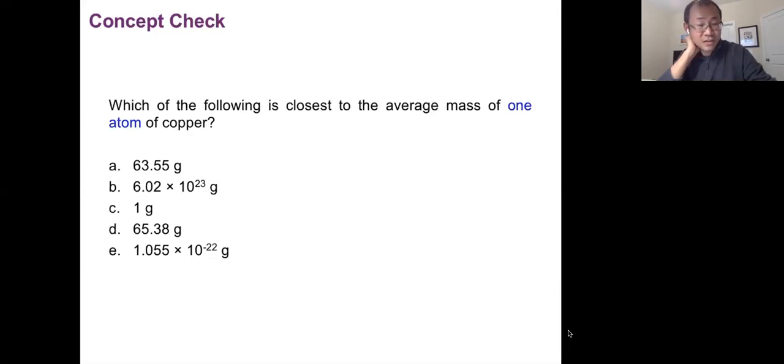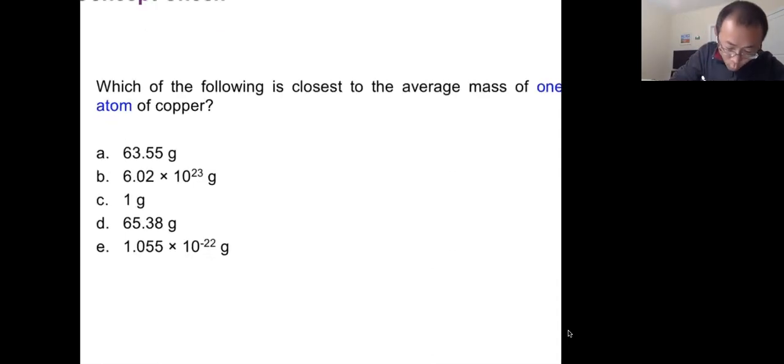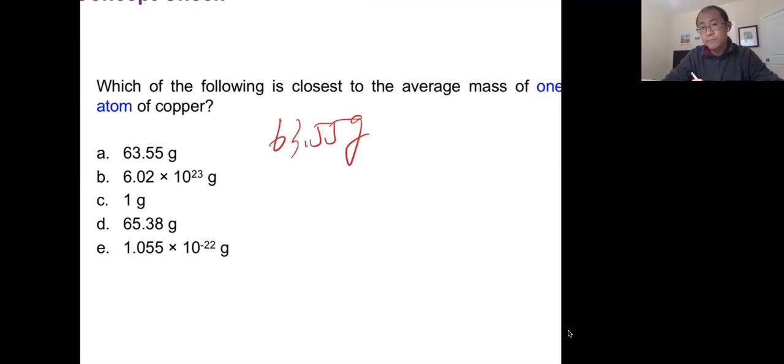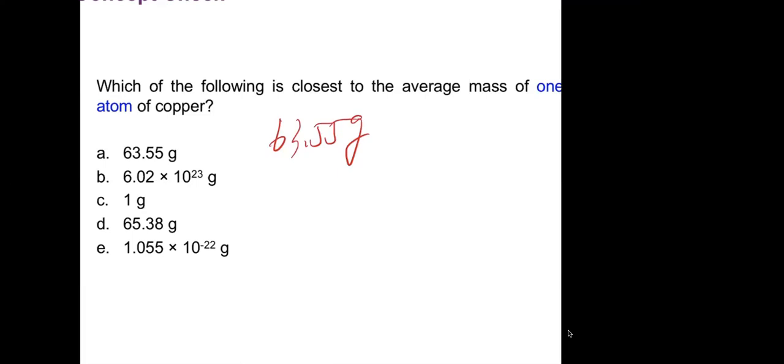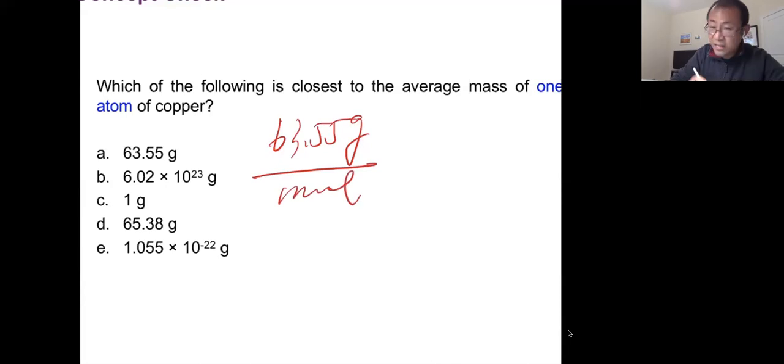Now let me ask you, since we started with 63.55, you got it from the periodic table. That mass has no unit, but if I want to add a gram after it, 63.55 grams, we're talking about how many copper? One mole of copper. So that's what we're talking about. You cannot just simply add a gram. This many copper is 1 mole of it.